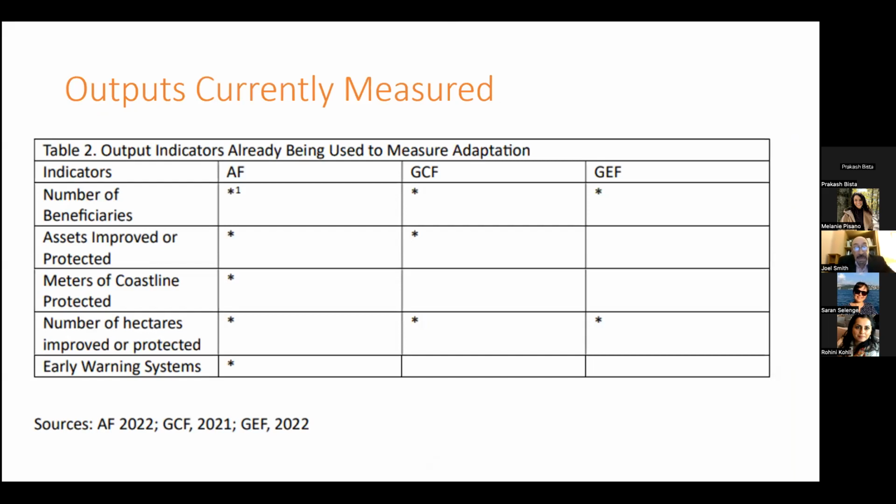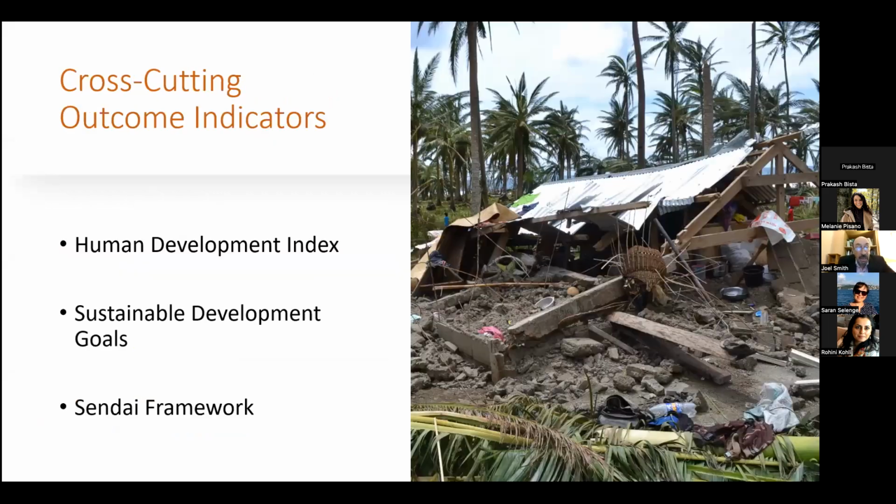For example, and this just looks at some funds. The AF is the Adaptation Fund, GCF is the Green Climate Fund, and GEF is the Global Environment Facility. All three are measuring number of beneficiaries. Two of them are measuring assets improved or protected. The Adaptation Fund is measuring meters of coastline protected, as well as early warning systems. And all three are measuring number of hectares improved or protected. So that gets some sense of what's happening on the ground in terms of outputs.